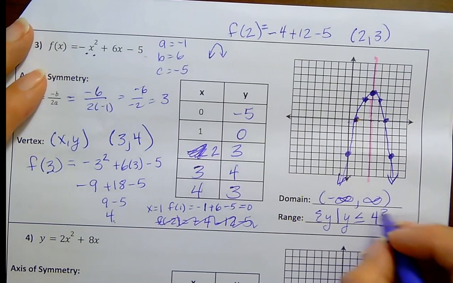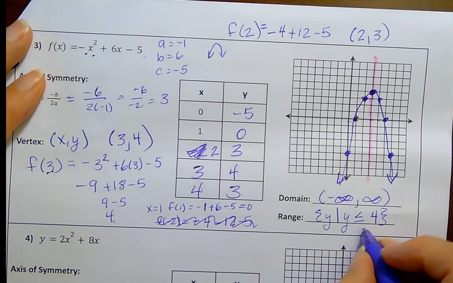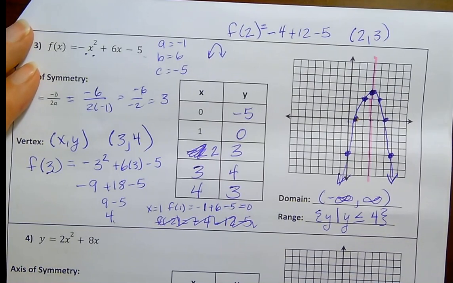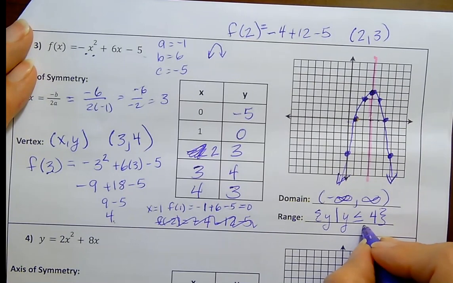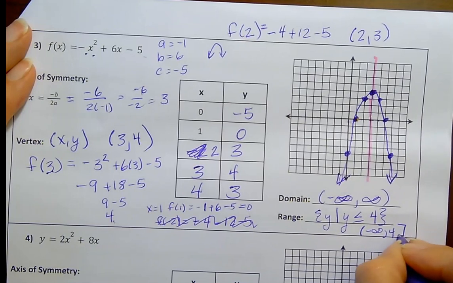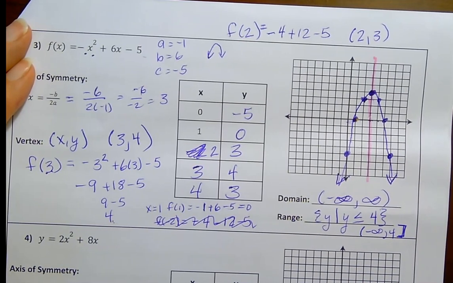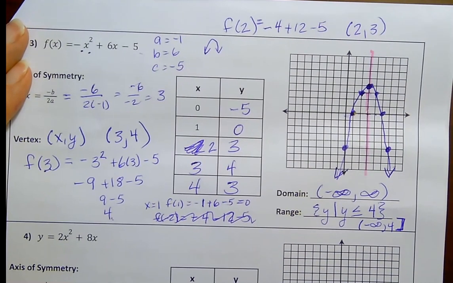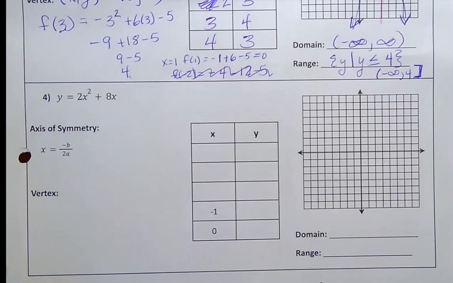Okay. In interval notation, I'm going to use parentheses. Negative infinity goes all the way to 4, and I use the square bracket. So we kind of go back and forth. That one was easier to write out as y such that y is less than or equal to 4 as the range. Okay.